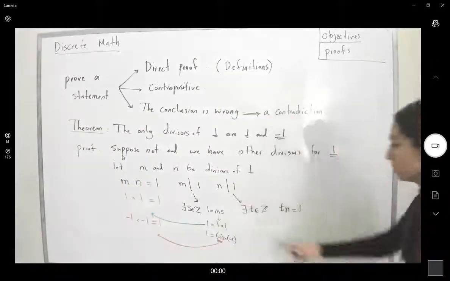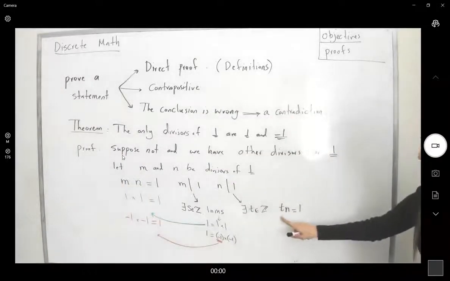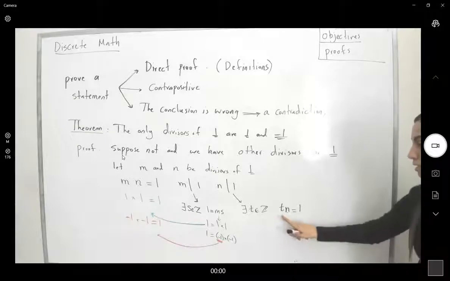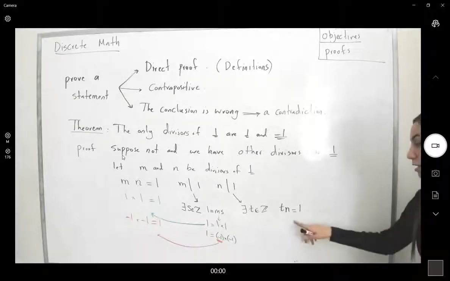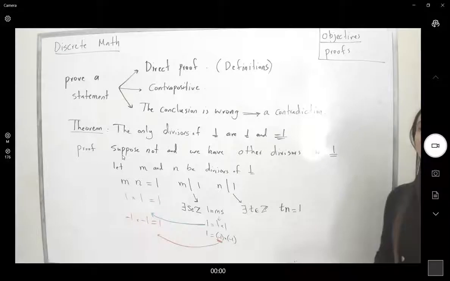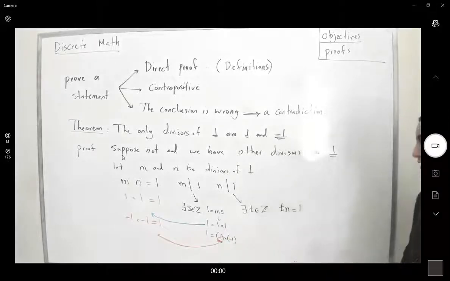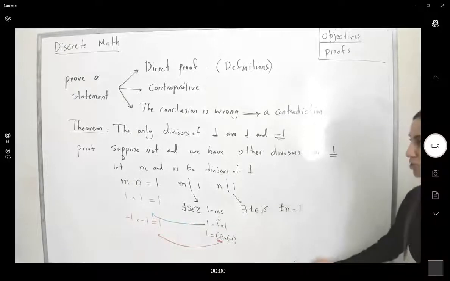The same for here. If t is in Z and t times n is equal to 1, you can say that, hey, the product of t and n is equal to 1. So you have only two options. The same here: 1 times 1, negative 1 times negative 1. We don't have any other options.